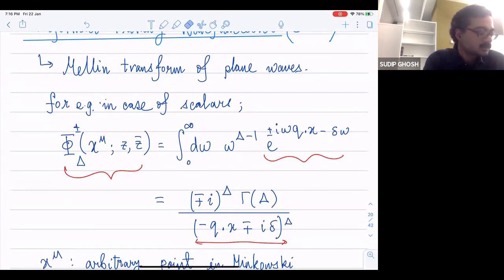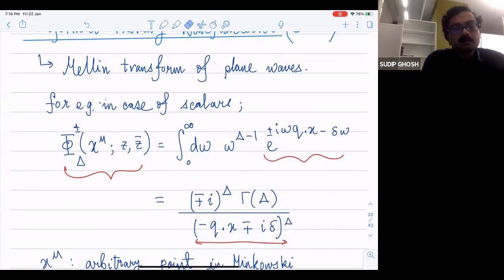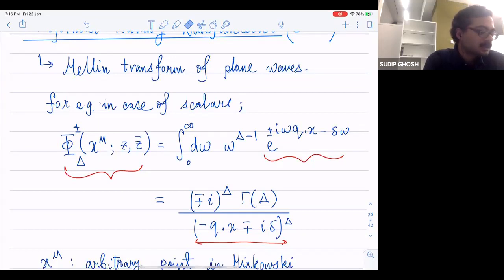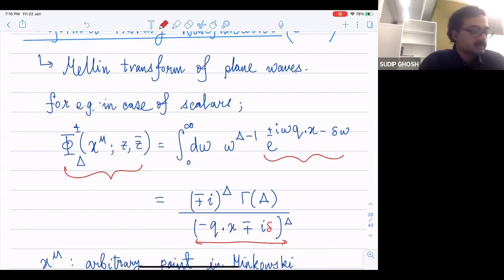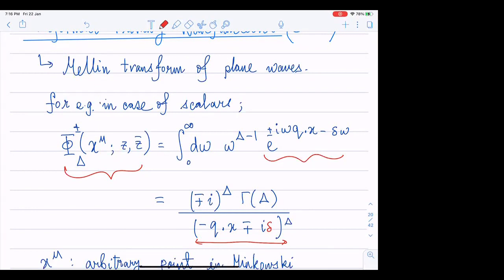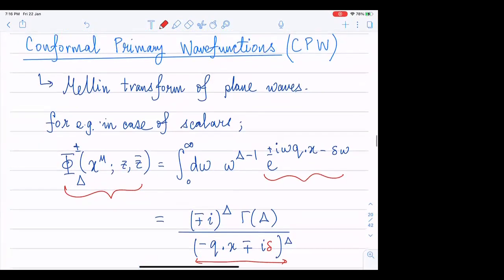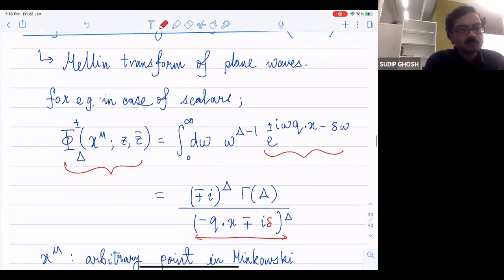So for example, there is this q dot x factor, but that can diverge when q dot x goes to 0. So you have to use some i epsilon prescription, and this i delta basically gives you that i epsilon prescription. What is q? Yeah, so in this case q is basically the null momentum.